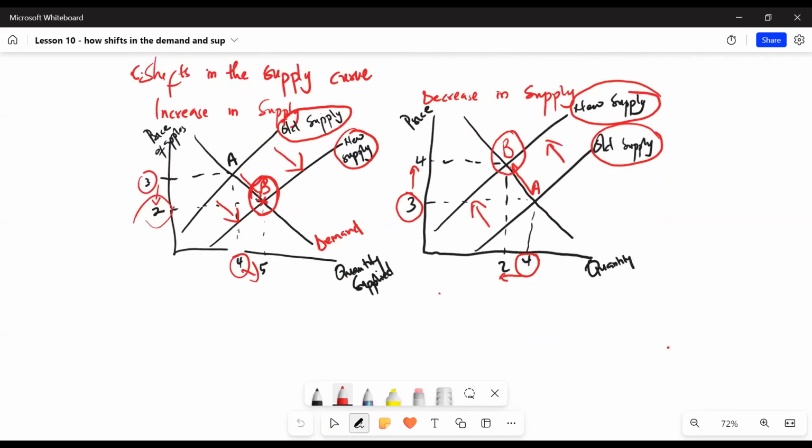So what we have here is that a shift in supply leads price and quantity to move in opposite directions, while a shift in demand causes price and quantity to move in the same direction. So this is all that we have for our lesson on how shifts in the demand and supply curve affect equilibrium price and equilibrium quantity. In our next lesson, we will be looking at a simultaneous change in the demand and the supply.